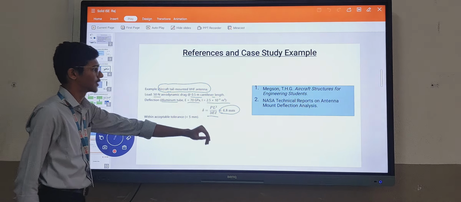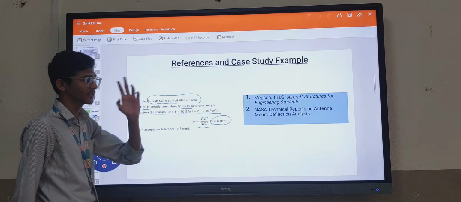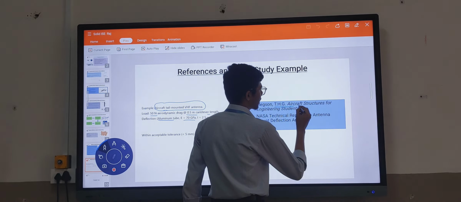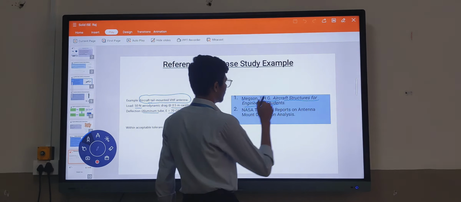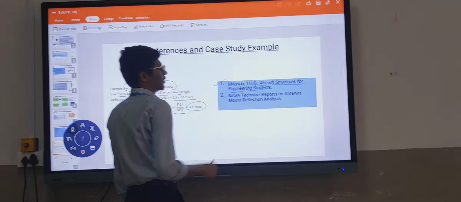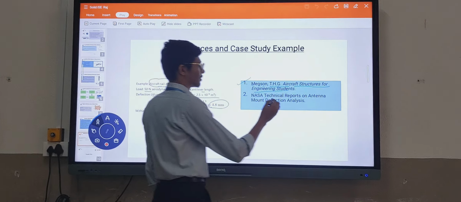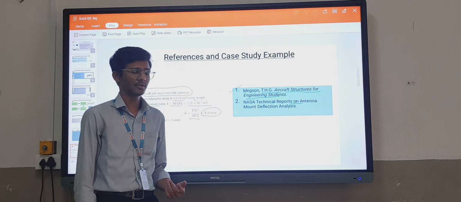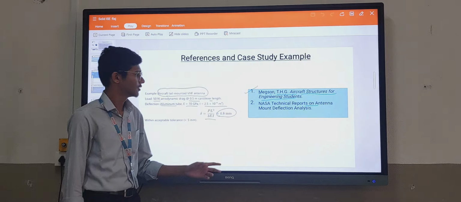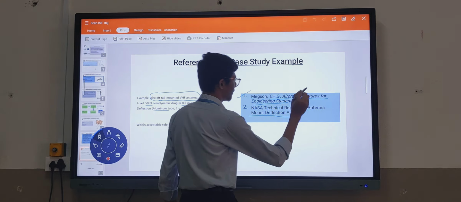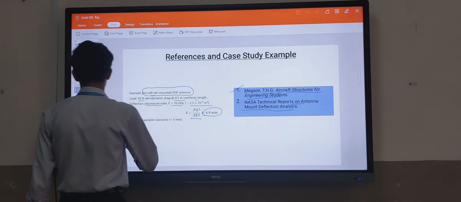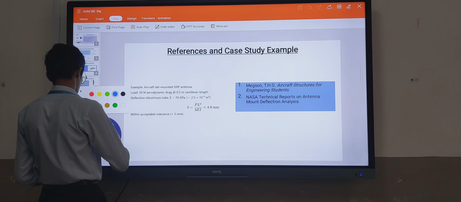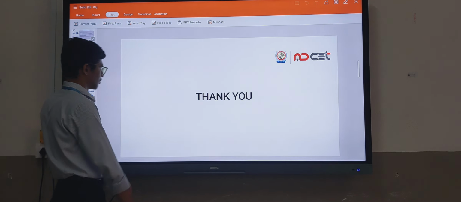This is the total deflection. The case study refers to aircraft structure texts made for engineering students, and NASA technology reports. I took reports from previous years of NASA and then made this analysis of the deflection of antenna mounting. So thank you.